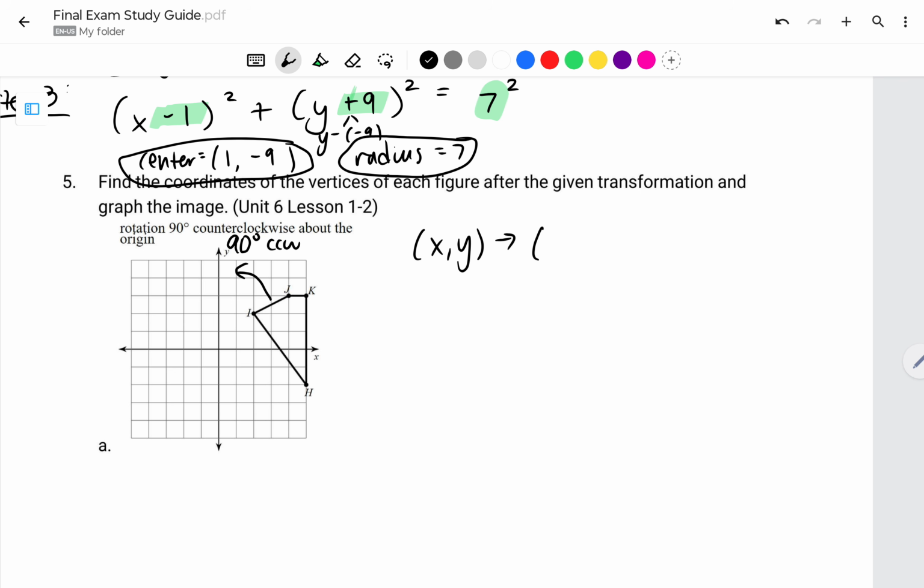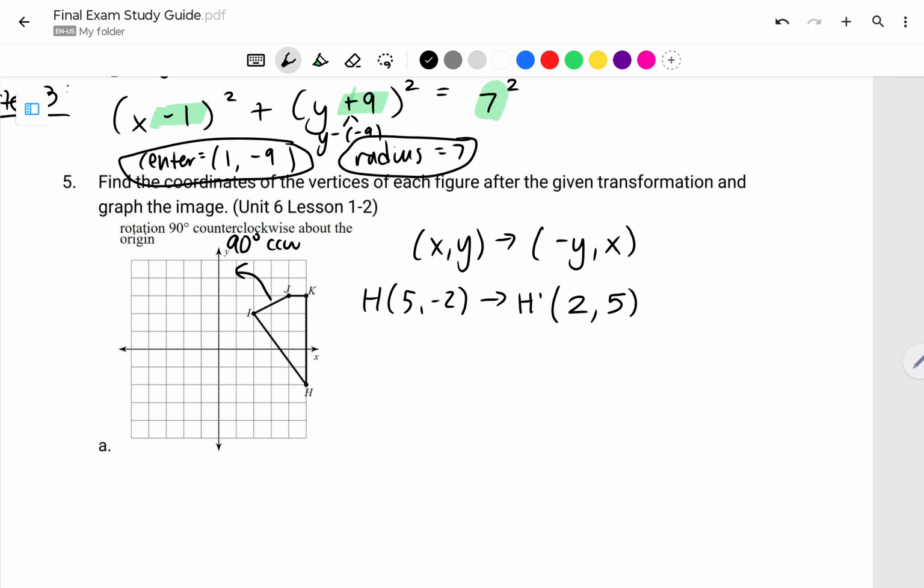It's going to be negative y and x, like that. So for each of these points, I, j, k, h, I need to use this rule. Let's start with h. H is sitting at 5 and negative 2. So then my new point, h prime, my x is 5, and then my y is negative 2. Now I got to bring the y to the front and then add another negative to it. So negative 2, that's positive 2. X is just 5. It stays the same.